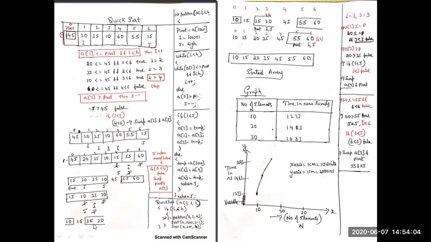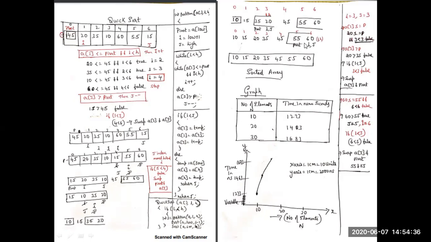So next it becomes what? 20 and 35, that's what is here. 20 less than 35, true. But i less than j? So i less than what here? h, whatever it is. That is 3 less than 3, which becomes false. Then 20 is greater than 35? No, false. Then you check 3 less than 3, false. So swap what? A of j and A of pivot, meaning 20 and 35 will be swapped. And coming to your 10, 15, 20, 30, 45, all is sorted.